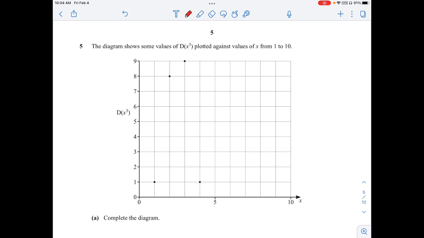Question number 5. The diagram shows the digital root of x cube plotted against the values 1 to 10. So digital root of 1 is 1, 2 has been given, 1, 2, 3, 4 has been done. 5. 5 cube is nothing but what? 125. So what is its digital root? Digital root is 8. So 5 is 8.